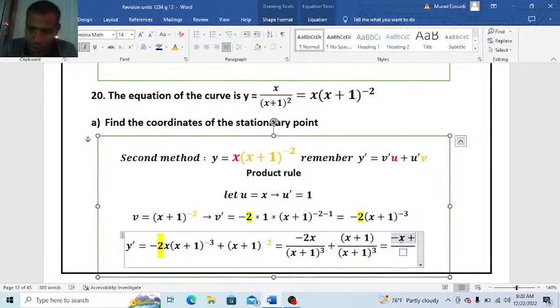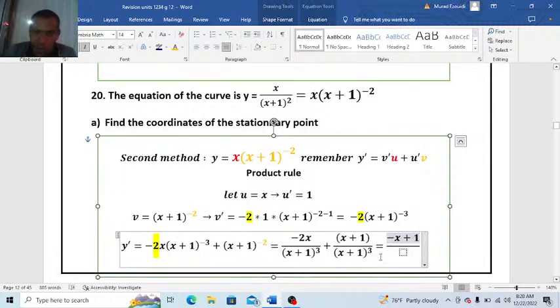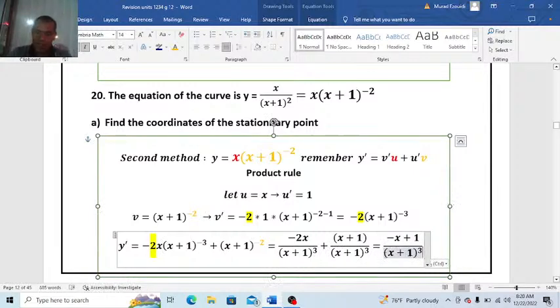Total plus 1, divided by what? Divided by x plus 1 to the power 3, because I got the same denominator. Okay, I will write it here. Now you can see the term x plus 1 to the power 3 can never be equal to 0, because it's written in the denominator.